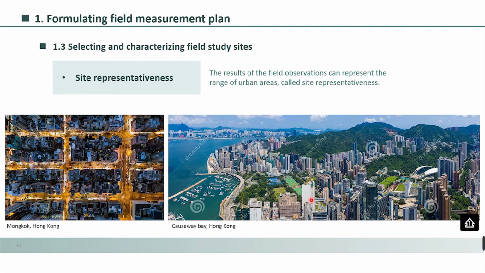And in contrast, a site in a hilly or coastal location such as the Causeway Bay in Hong Kong, only one or two measurement sites are unlikely to represent this zone's climate. So instead, a network of measurement sites is required to assess the spatial microclimate characteristics.